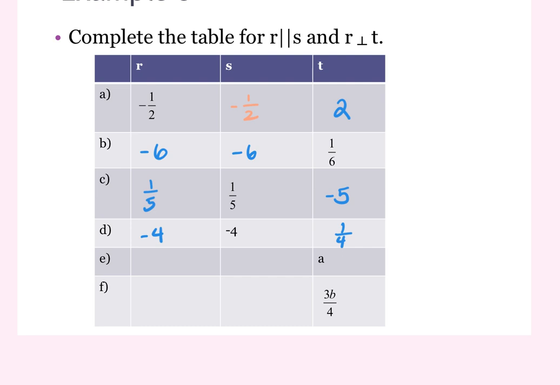E just gives you a variable, A by itself. Make it its reciprocal, change its sign, would be -1 over A, and then both of the first ones would be the same. And the last one, I would do -4 over 3B, and it would be the same for R.